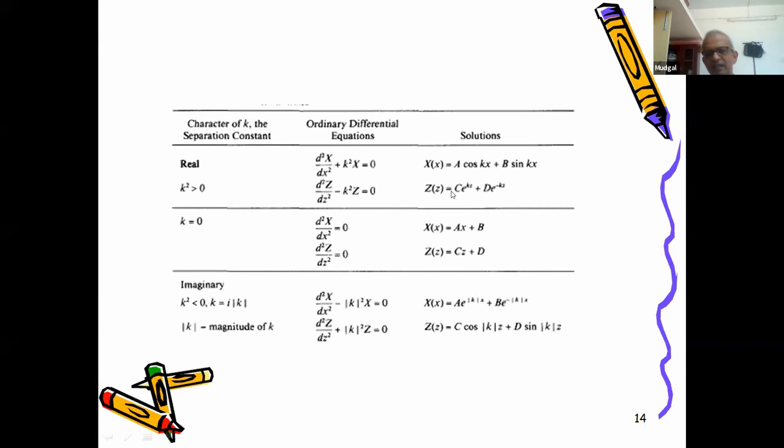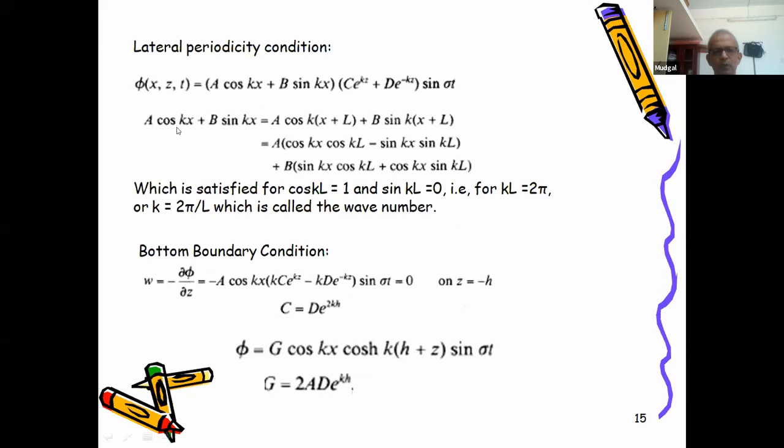For the second equation, it would be Z of z is equal to C e to the power of kz plus D e to the power of minus kz. So, of course, the others we will not consider now. Then you substitute. So you will see that you get a function phi equal to (A cos kx plus B sin kx) into (C e to the power of kz plus D e to the power of minus kz) sin sigma t. So how many constants we have? You have four constants now, A, B, C and D.